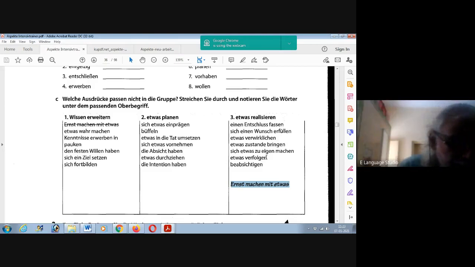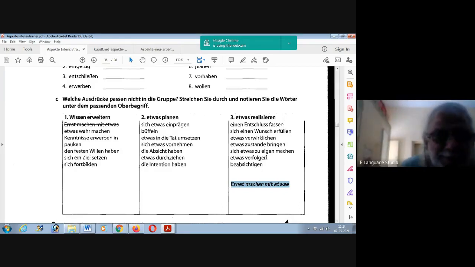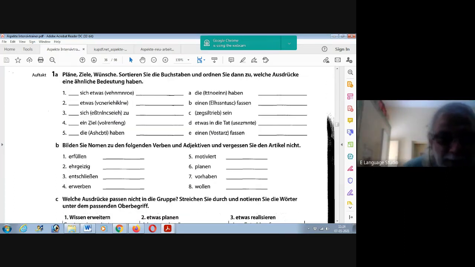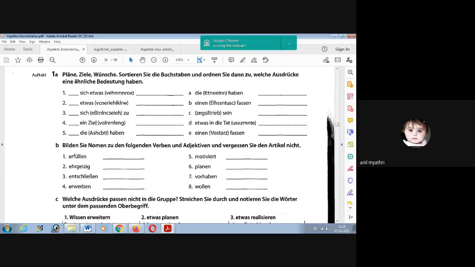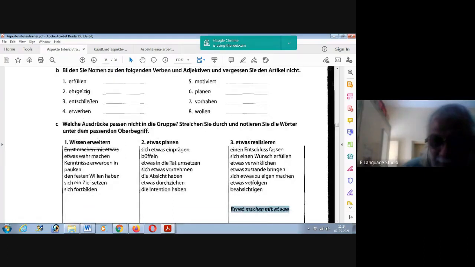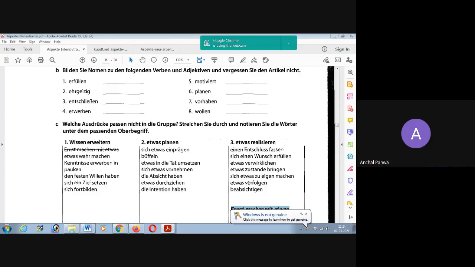Okay. Verfolgen. Etwas verfolgen was something to do with seal, if you remember. Verfolgen, ein Ziel. Realisieren. It's already there, no? Verfolgen is already here. So does it fit here or does it go somewhere else? So here, fit here. Nein.